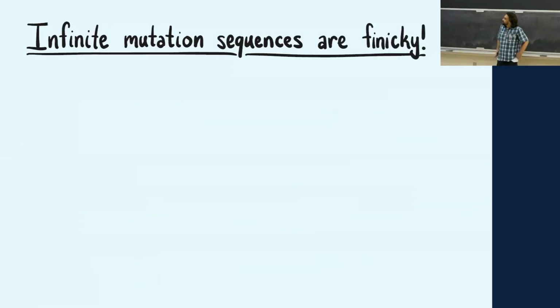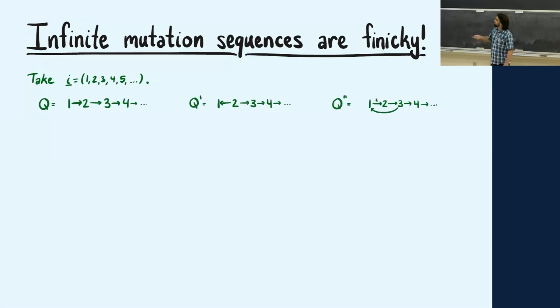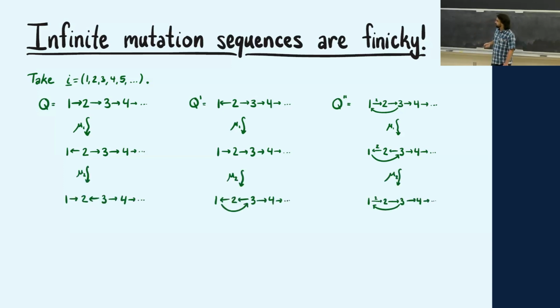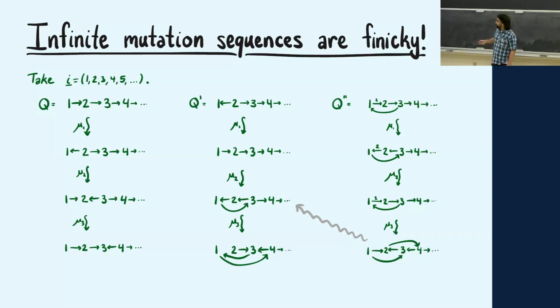So the takeaway I want you to get is that these infinite mutation sequences can be really finicky. Things can be really fragile. If I take this infinite mutation sequence 1, 2, 3, 4, 5, and so on, and I start with these three pretty similar looking quivers, I do a few steps. There's my mutation at 1, there's my mutation at 2, there's my mutation at 3. In this first case I'm just doing sink-source mutations. In the second case, I'm sort of looking at a triangle moving to the right. And in the third case, I get something that degenerates to the second case.